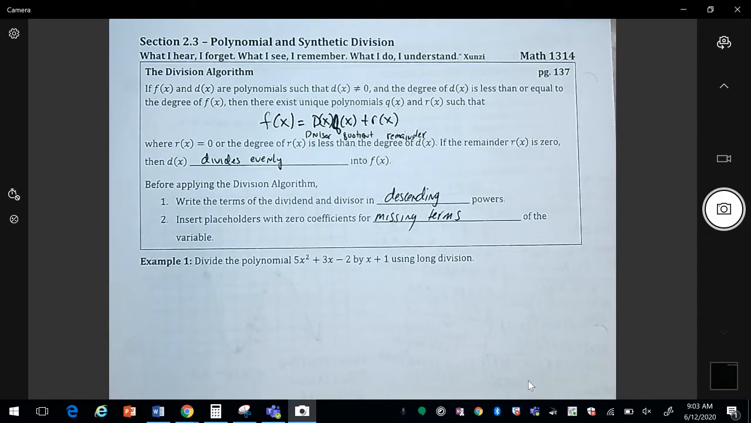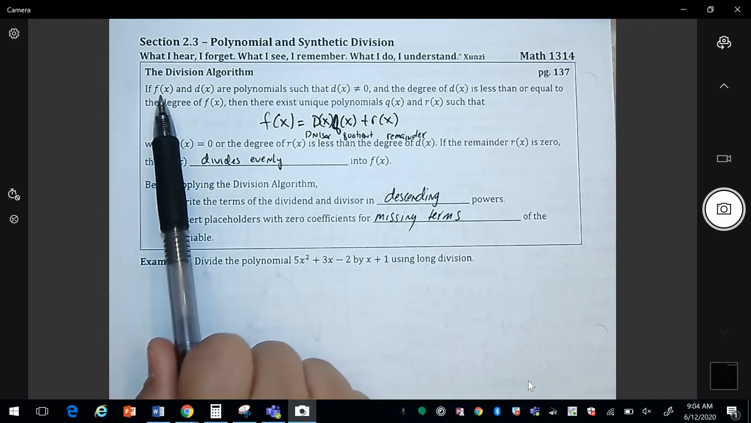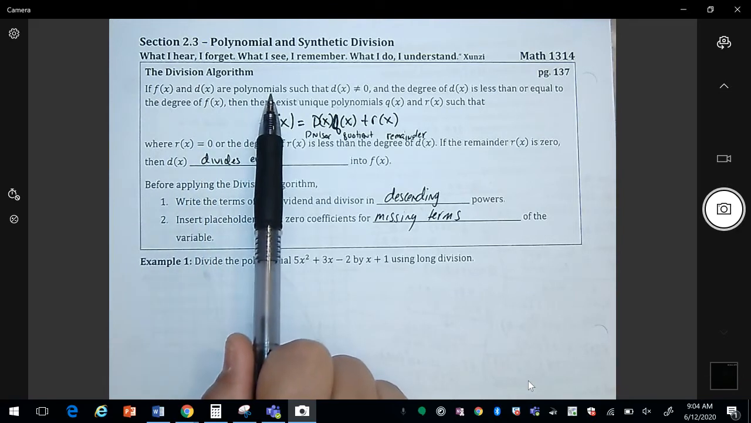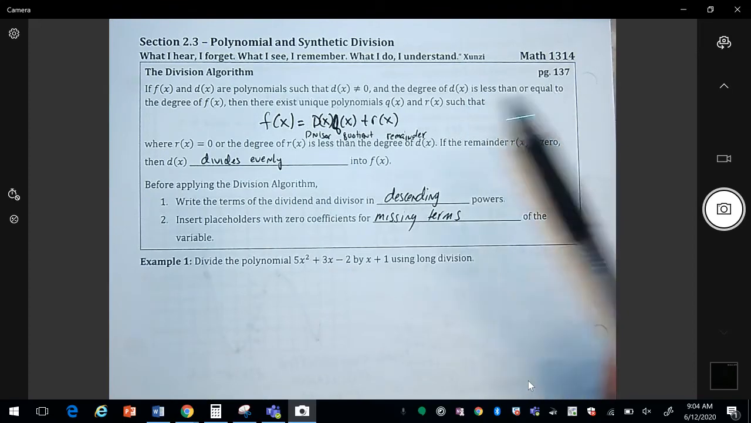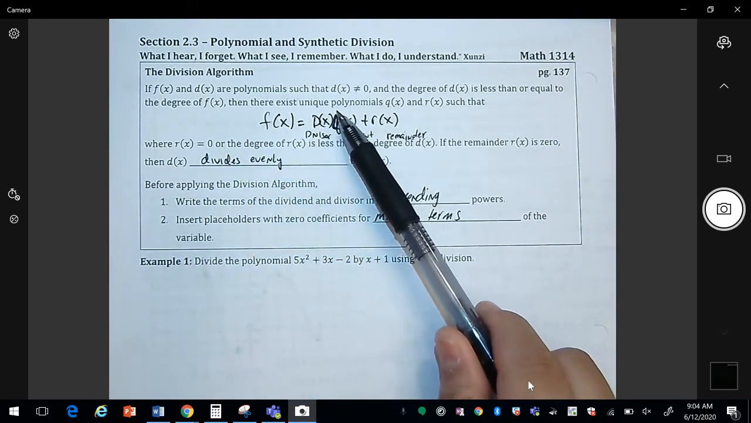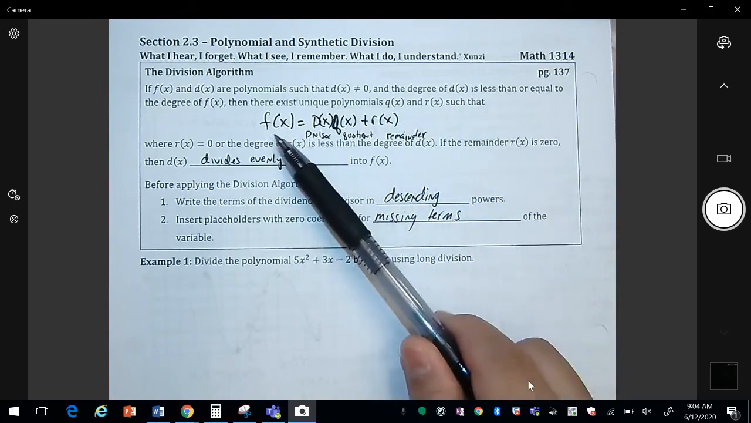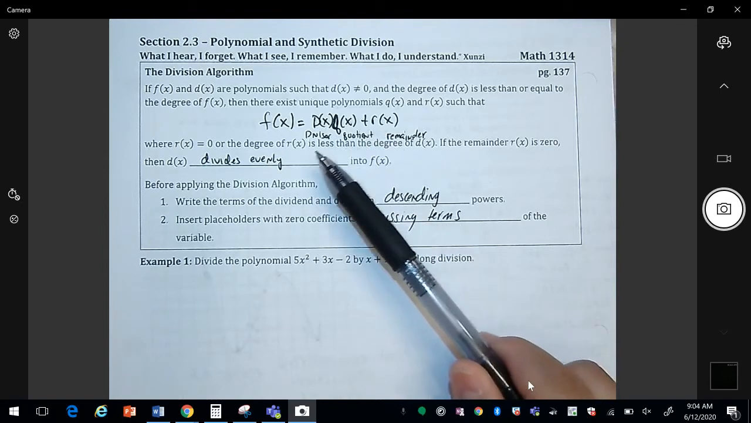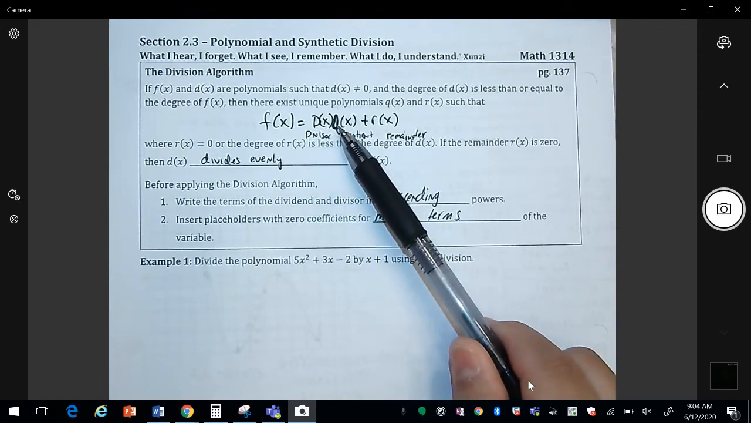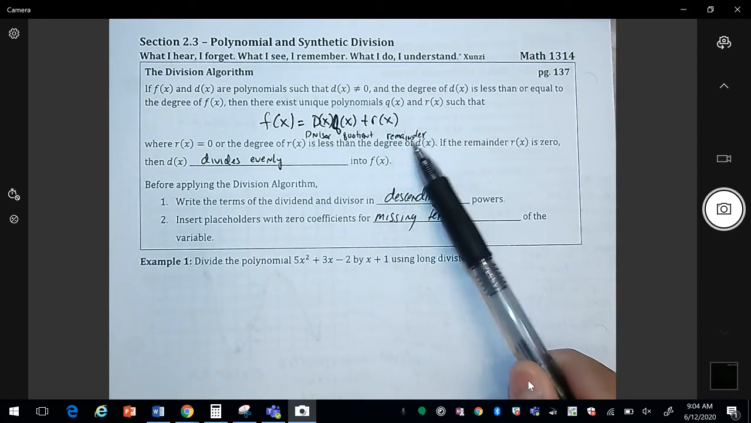So in section 2.3, we're going to be looking at some ways of finding the zeros. And so the first algorithm is a division algorithm. If f of x and d of x are polynomials, such that d of x is not equal to 0 and the degree of d of x is less than or equal to the degree of f of x, then there exists a unique polynomial q of x and r of x such that f of x is equal to d of x times q of x plus r of x. d of x is the divisor, q of x is the quotient, and r of x is the remainder.